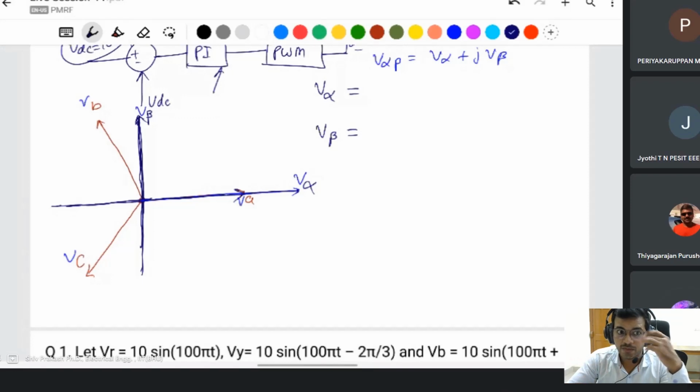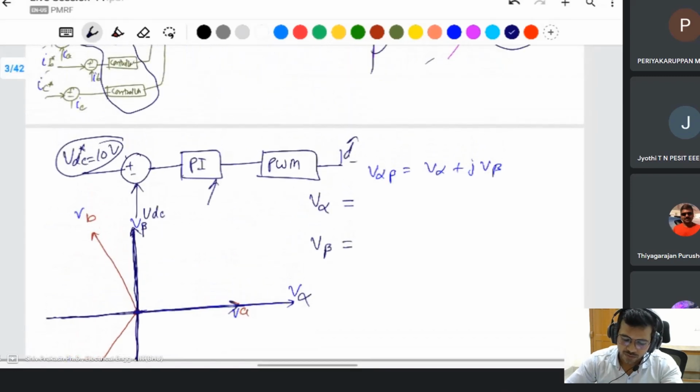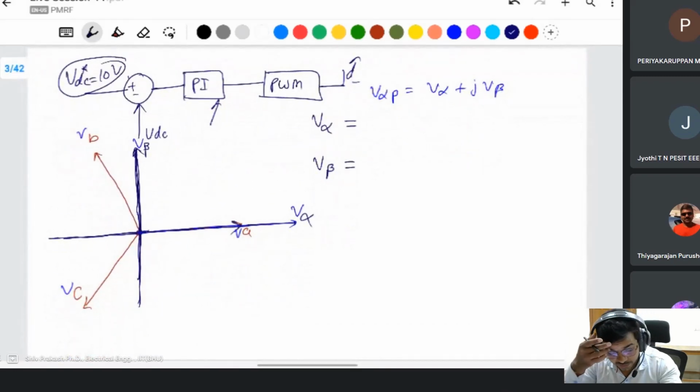This is the vector diagram. This is also known as the space vector. Following the vector diagram, if you want to calculate the effect of one signal on another signal, it is calculated by the projection.